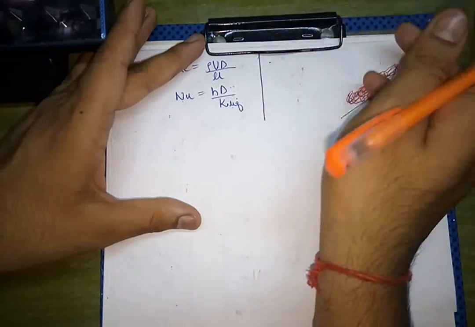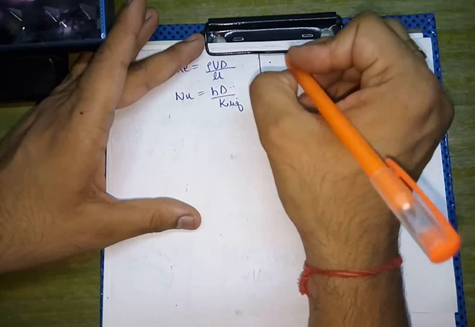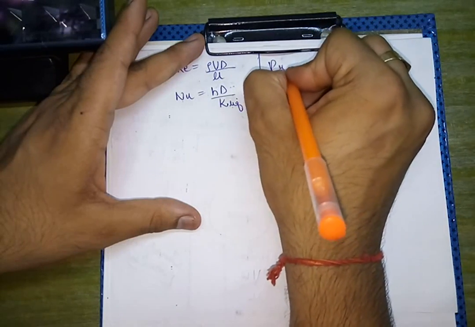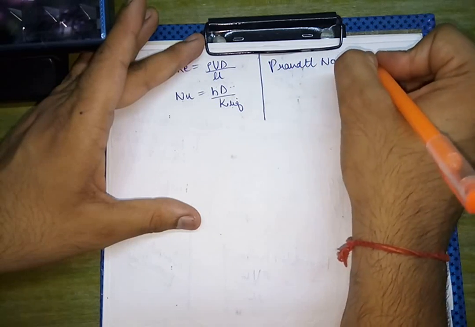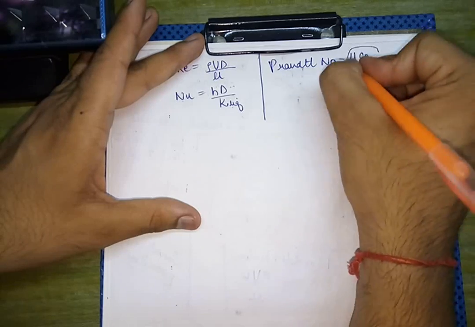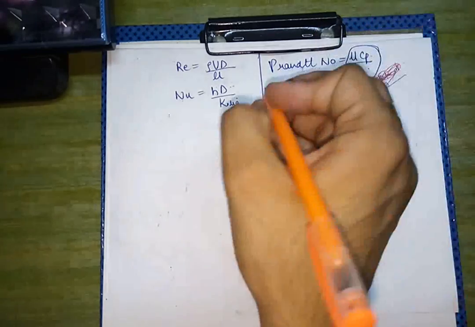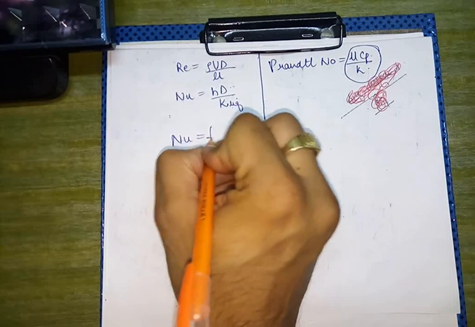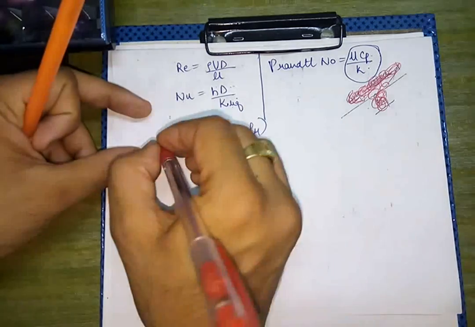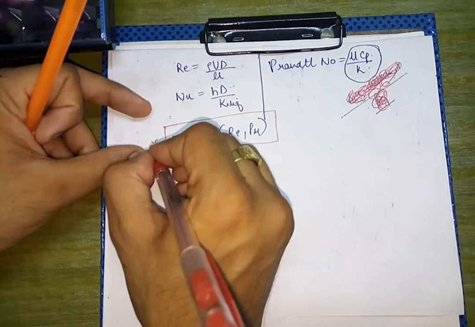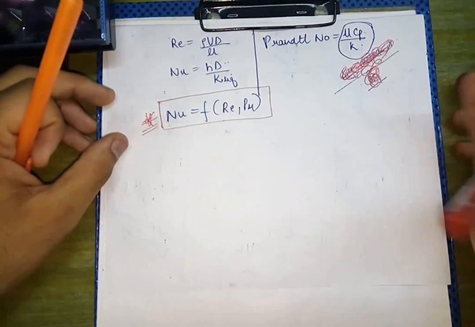The next dimensionless number that we obtain in the forced convection analysis is the Prandtl number, which is equal to mu Cp upon K. We will find that for forced convection heat transfer, the Nusselt number is a function of the Reynolds number and Prandtl number. Please remember this: for forced convection, the Nusselt number is a function of the Reynolds number and Prandtl number.